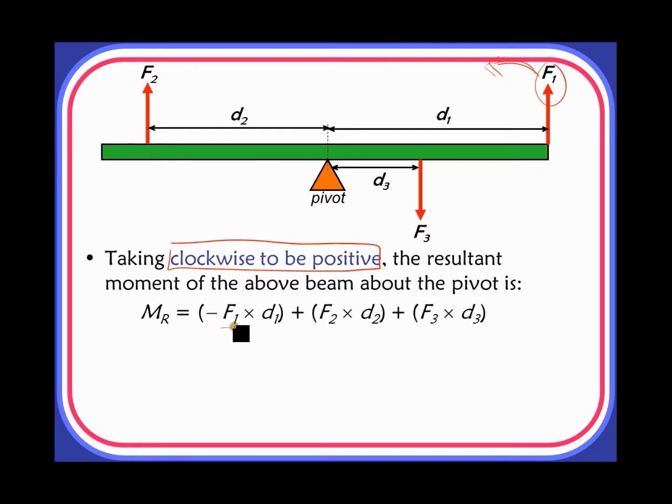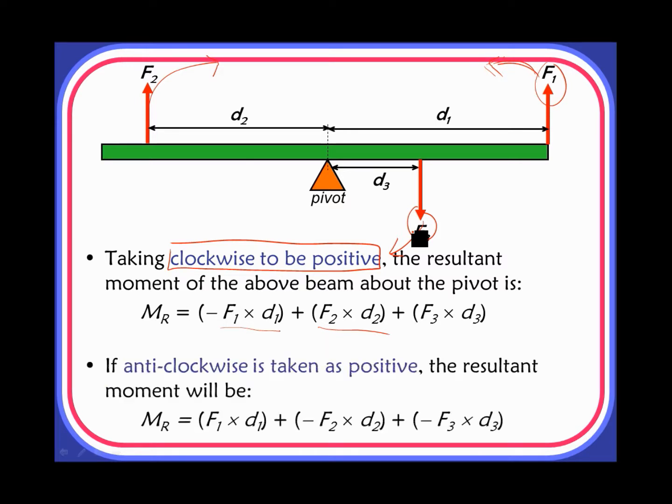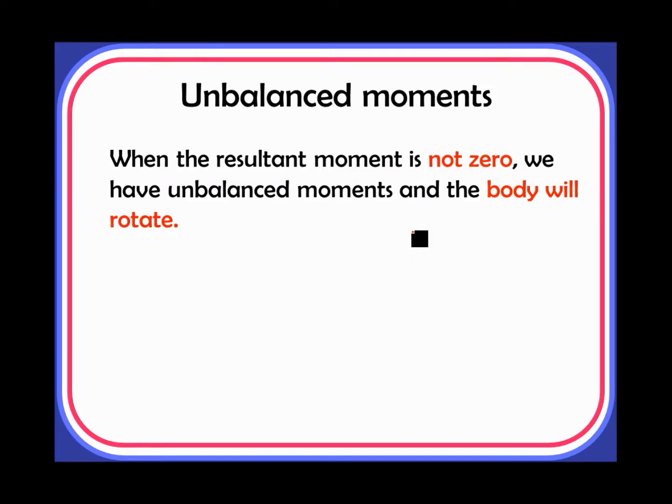So the moment will be minus F1 times D1, where D1 is the perpendicular distance. F2 will cause the bin to turn this way. This is a clockwise moment, so it will be positive F2 times D2. F3, which is here, will cause the bin to turn clockwise also, so it will also be positive. Similarly, you can take anti-clockwise to be positive. Then your resultant moment will be just the negative of what you have obtained above.